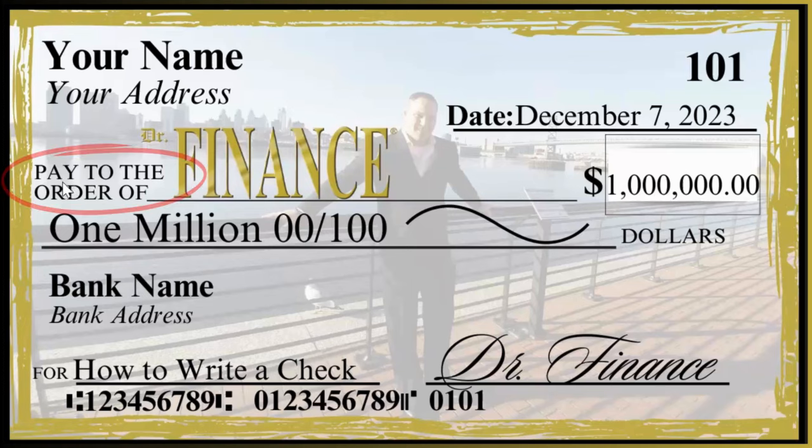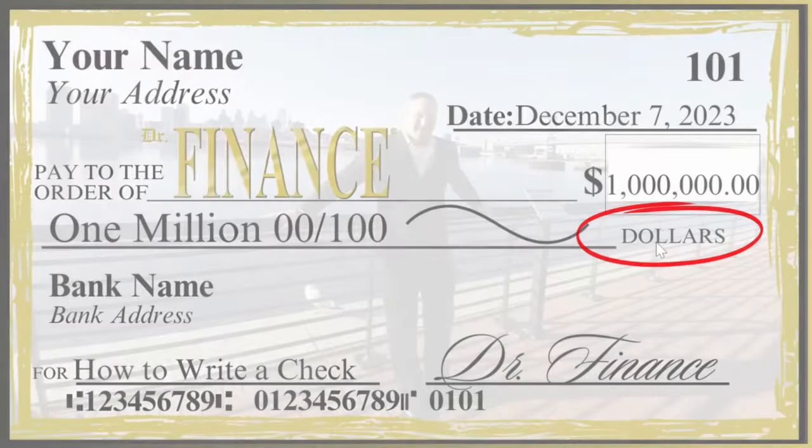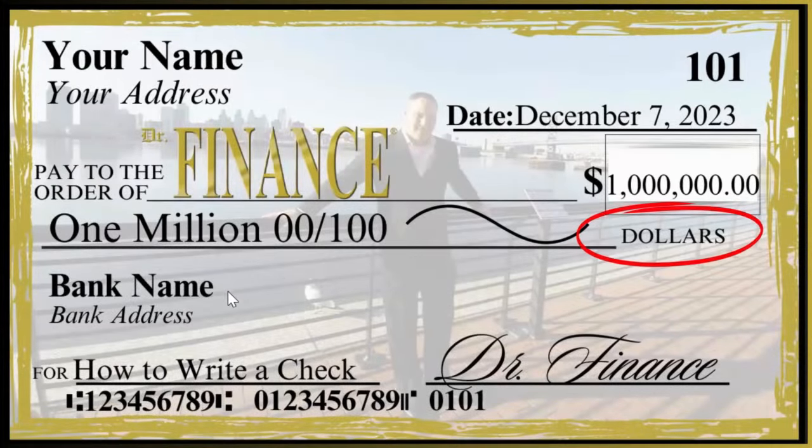All right. Also, there's a pay to the order section, and that has a dollar amount. We're going to look at that in just a moment. And then underneath that, that's another dollar section, and I'll tell you about that in a second.